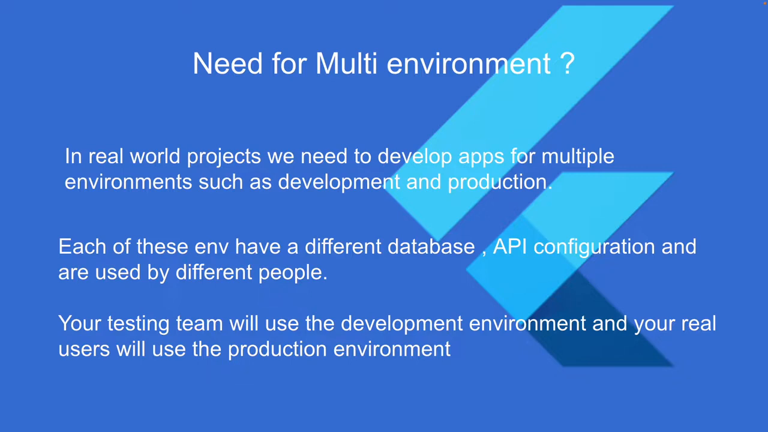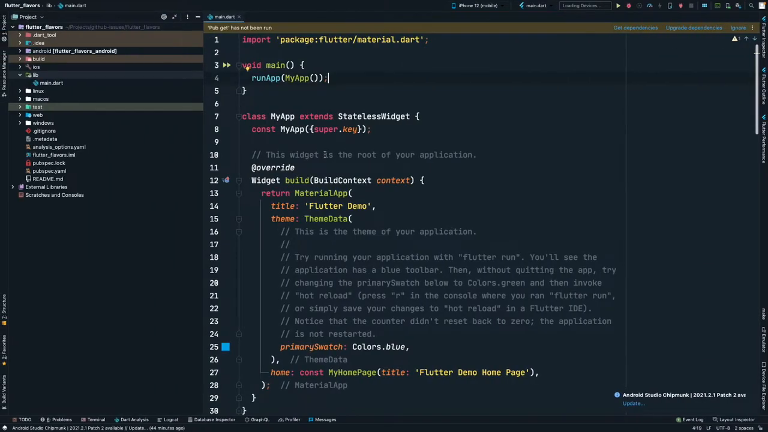Whenever you build a new feature in your app, you build it first for the development environment, and once that is tested thoroughly, you roll out those features to the production environment. This is how real world development works. Now, not wasting any more time, let's get into the code part.